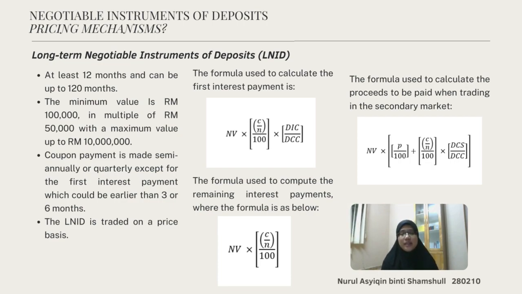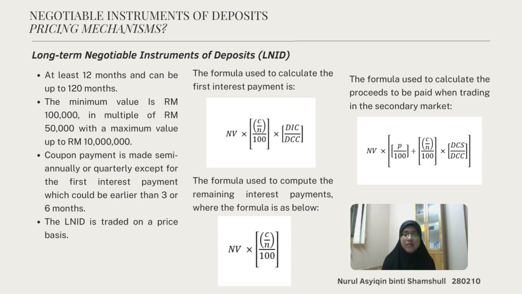C is the coupon rate, N is the frequency of coupon payment per annum, DIC is the number of actual days between the issued date and the first interest date, and DCC is the number of days in the next interest period. Next, the formula used to compute the remaining interest payment is as shown below, where NV is the nominal value, C is the coupon rate, and N is the frequency of coupon payment per annum.